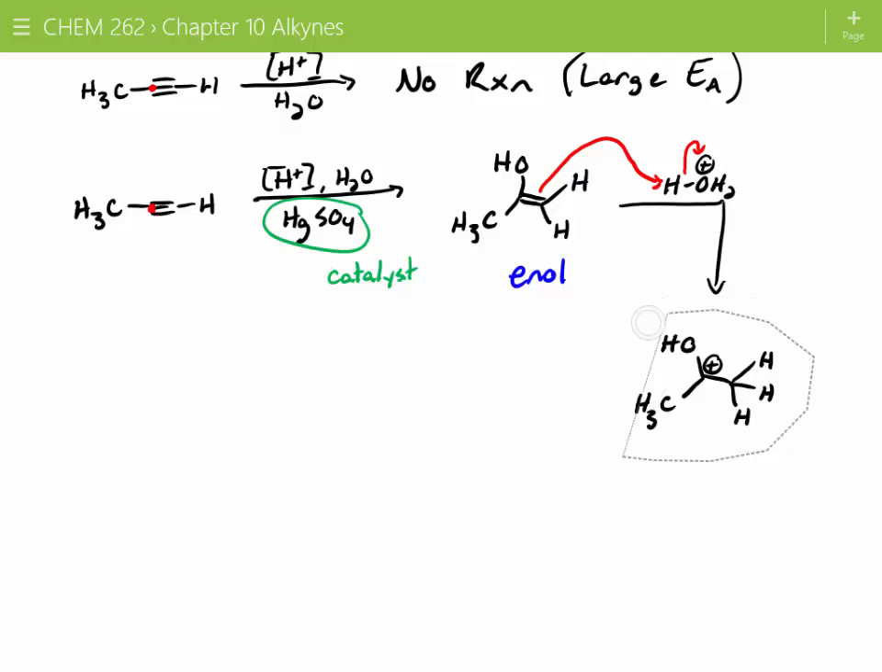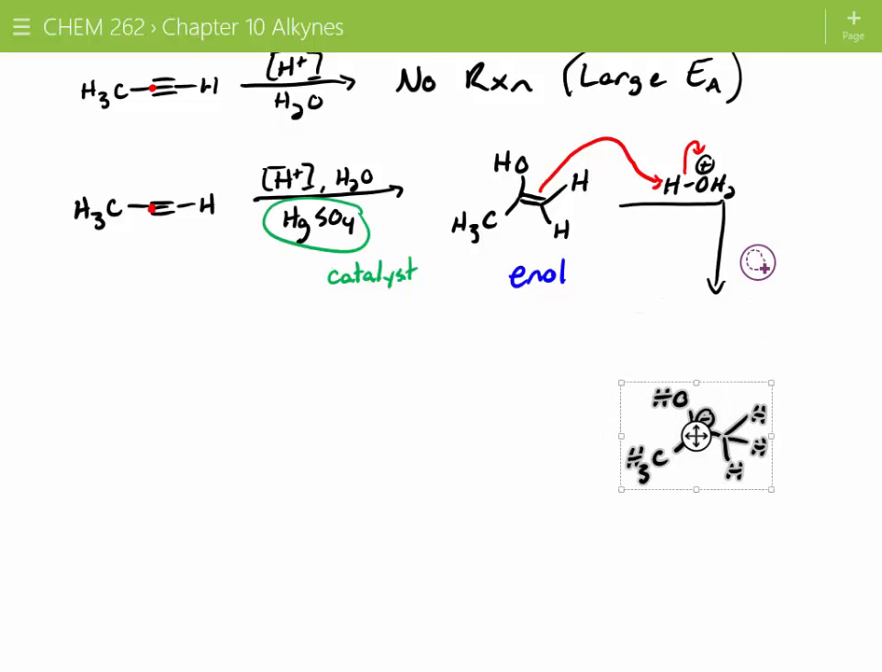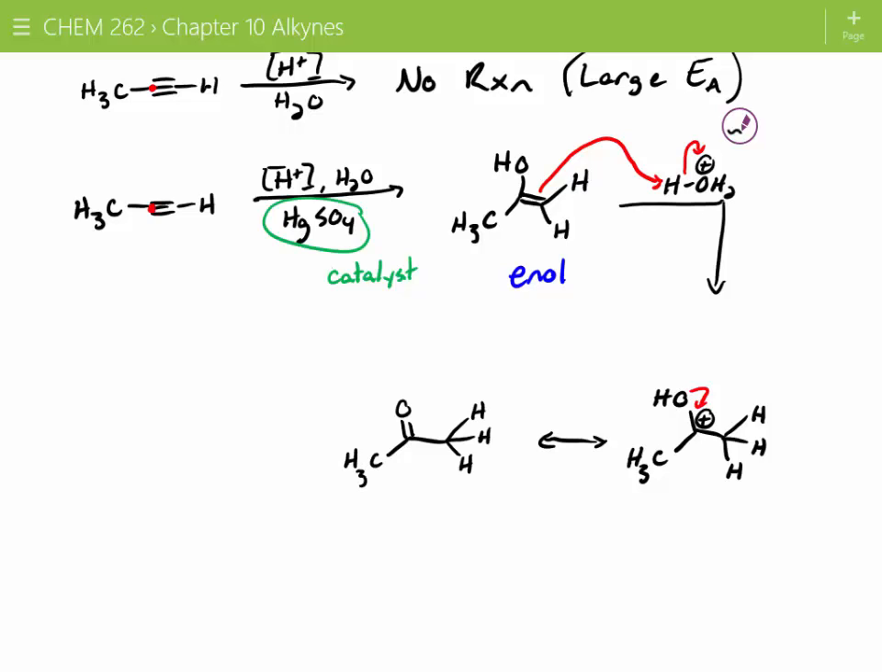Bring down electrons from oxygen. Great. So I'm going to slide this down a bit. All right. Here we go. So if we bring down electrons from the oxygen, we can create a resonance structure where now we've got a double bond to this oxygen. We still have our 3 hydrogens. We've got our CH3. And now this oxygen has the positive charge.